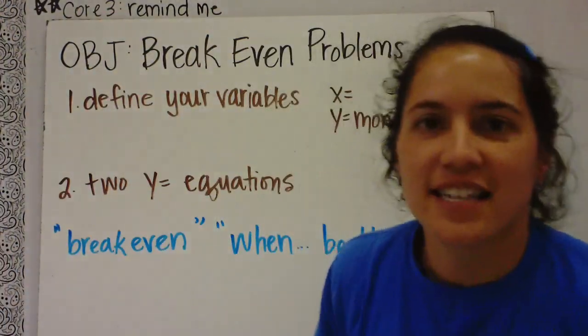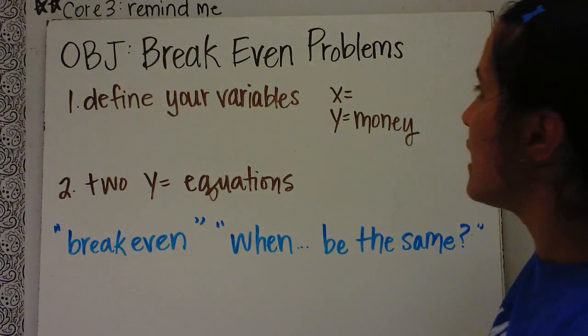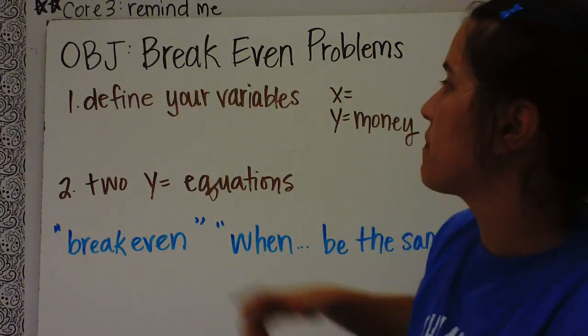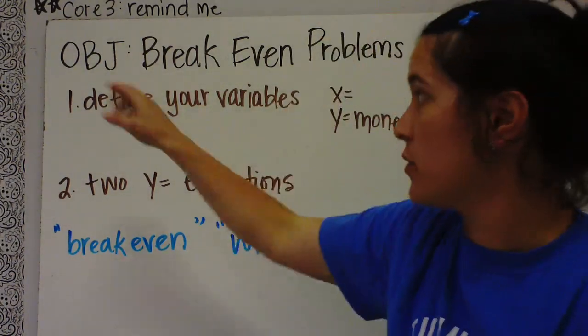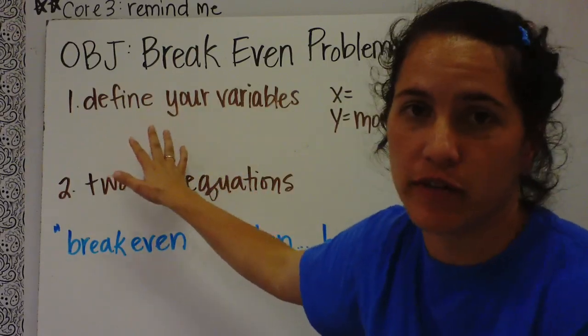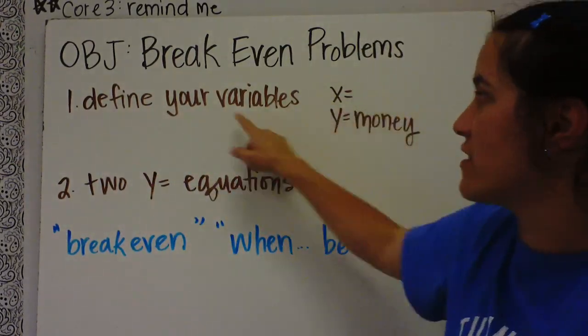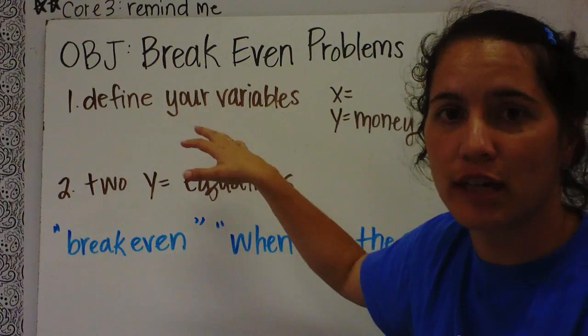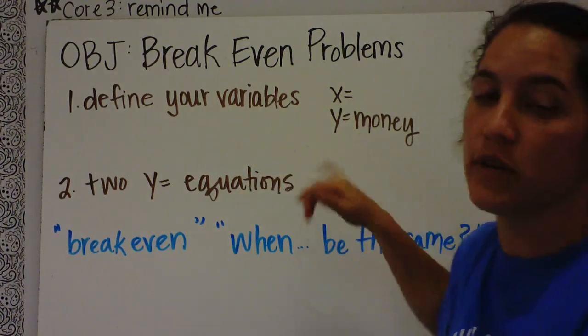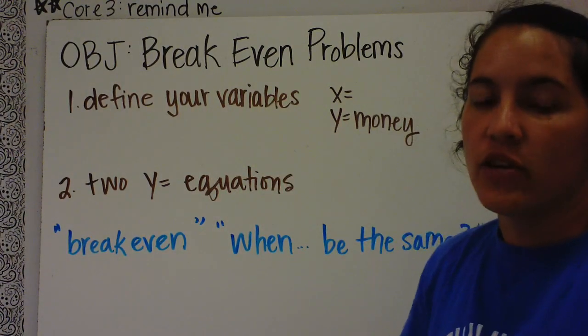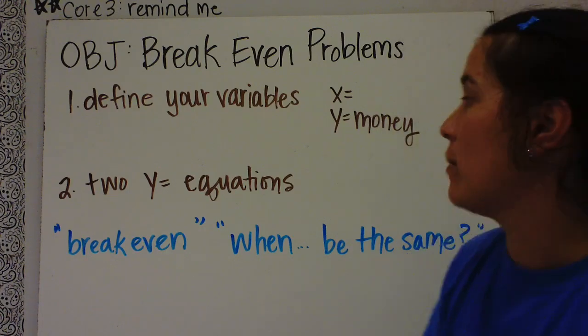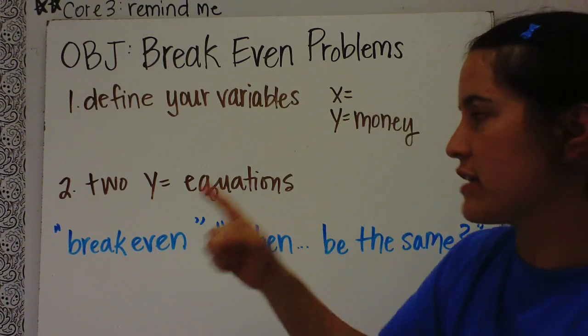Hey y'all. Today's lesson is about break even problems. So a few steps. Number one, you're going to define your variables like we've been doing. X in this case is going to be whatever item you're talking about, and Y is going to always be your money. So when we're talking about money and break even problems, well, I'll get there in a second.